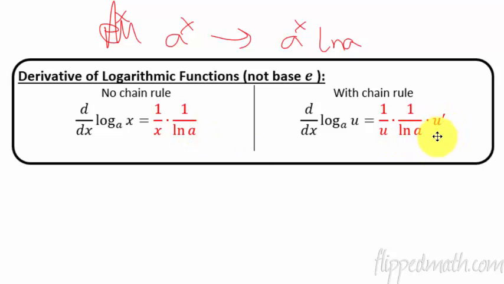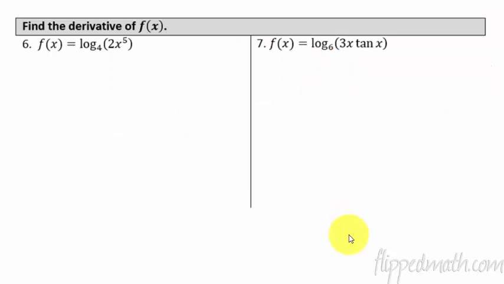And then you just have the chain rule. So you have u prime, the derivative of whatever that is. All right, let's do a couple examples and we are done. Logarithm. Let's see. The derivative of this is equal to, so we just, I'm thinking exponential.